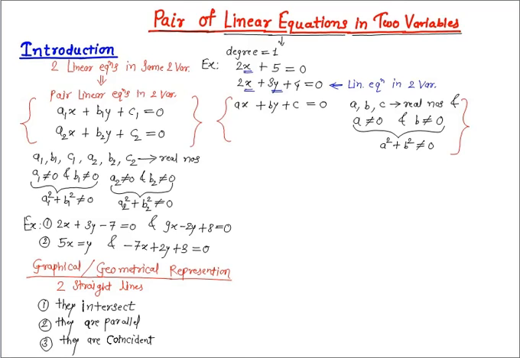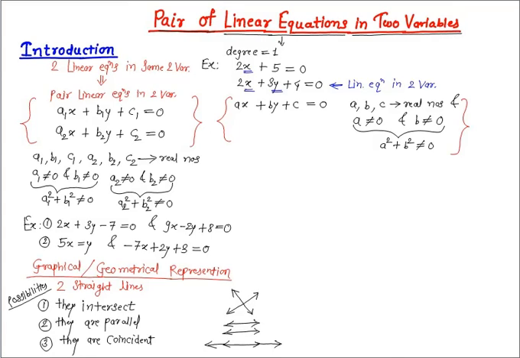We can show these three possibilities in a picture like this. First possibility, if the two lines intersect, how do they look? Like this. Second possibility, if they are parallel, the two lines will be like this. And if they are coincident, there is the first line and the second line on top of it. So these are coincident. So these are the three possibilities for graphical representation.